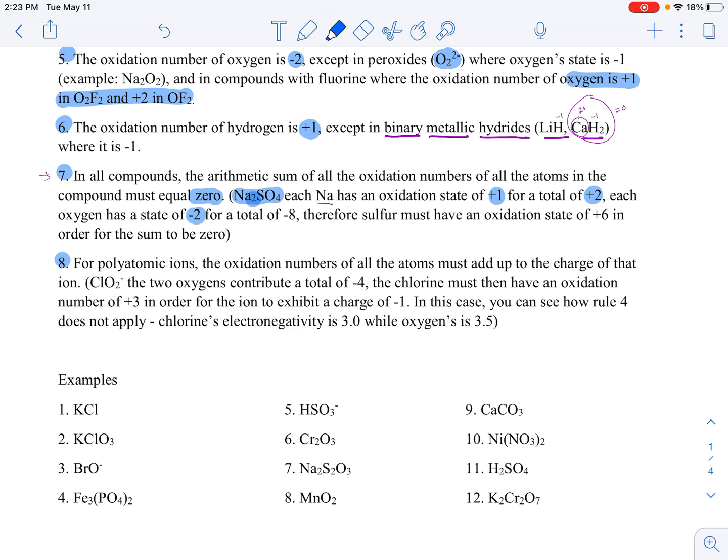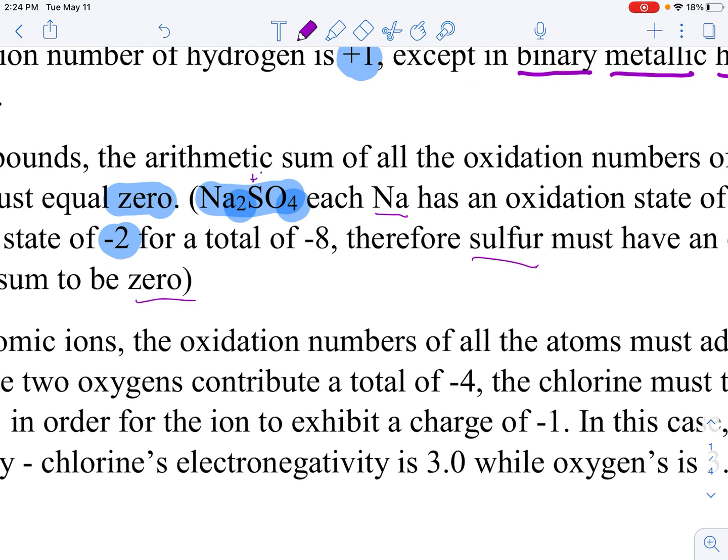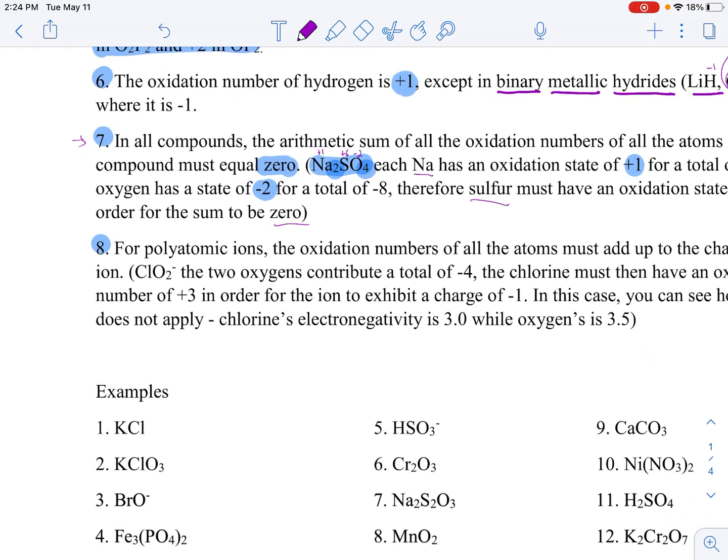I know that because it's always pretty much -2 unless it's in a weird case, for a total of -8 because there's 4 of them. So if we're doing the math here so far, we have +2, we have -8. The only element that's left there is sulfur, and therefore it must have an oxidation state of +6 in order for the sum to be 0. I only have 1 sulfur there, so that has to be +6. This would be -2, and this would be +1. Overall, my total oxidation state would be 0.